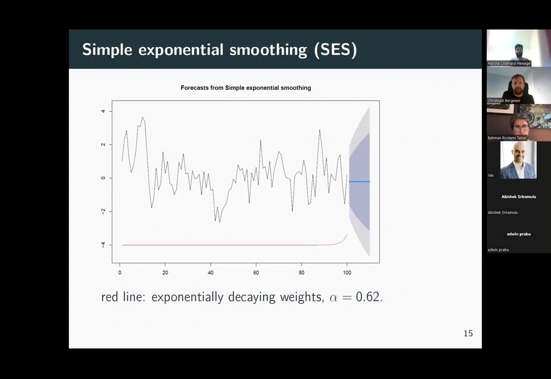So here is an example. This is a time series. This is our forecast, this flat blue line. And the red line shows you the exponential weights. I've shifted them down so that you can see them better in the plot, so they are not really at -4. You see the last observation gets the most weight, and then you weight it down. And that's why the forecast is not exactly the last observation, but it's shifted a bit down. Okay, and this is what is called simple exponential smoothing.